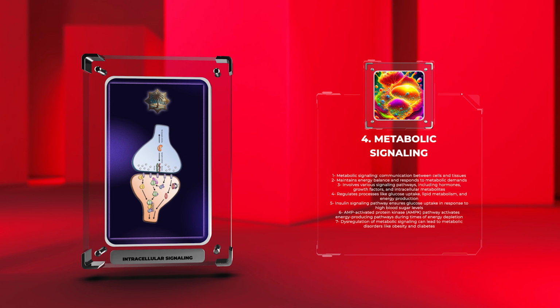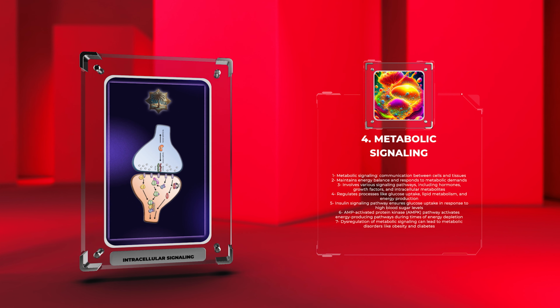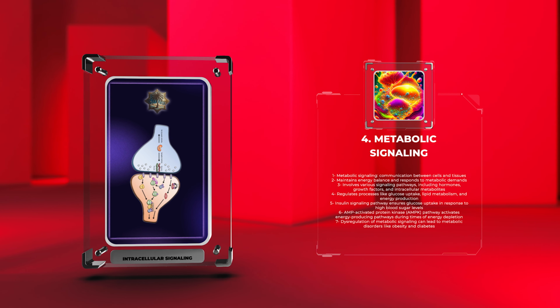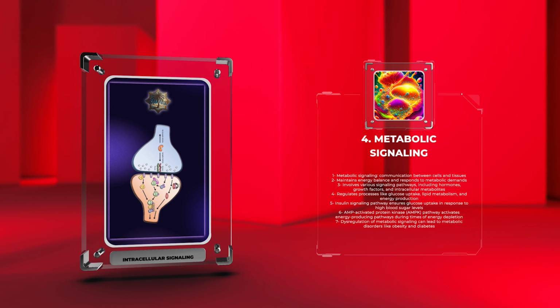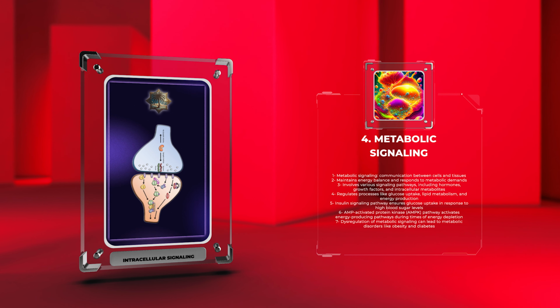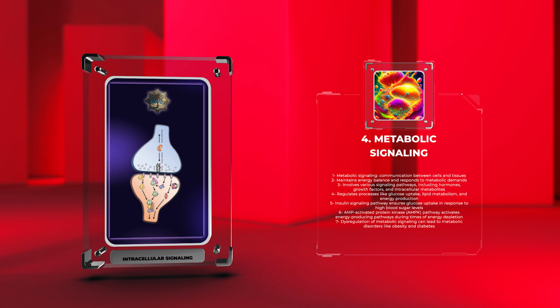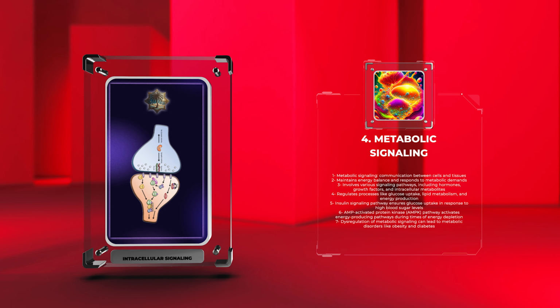For instance, the insulin signaling pathway ensures glucose uptake in response to high blood sugar levels, while the AMP-activated protein kinase, AMPK, pathway activates energy-producing pathways during times of energy depletion. Dysregulation of metabolic signaling can lead to metabolic disorders such as obesity and diabetes.